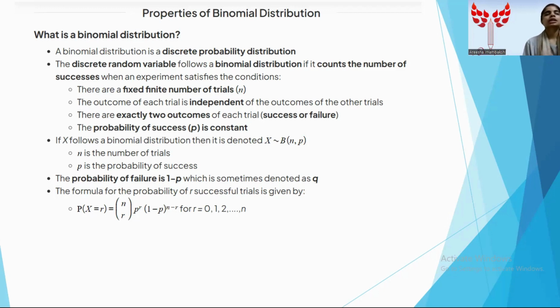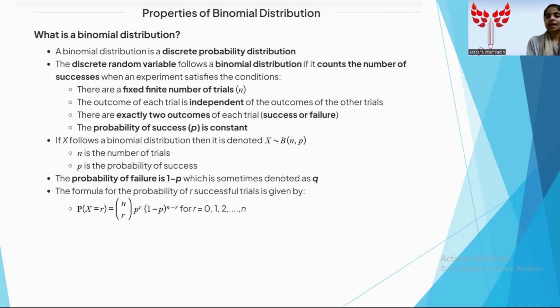So that means it cannot be without replacement. It has to be with replacement. You're replacing everything again. The same conditions are followed for all the experiments. Then the probability of success is also constant.